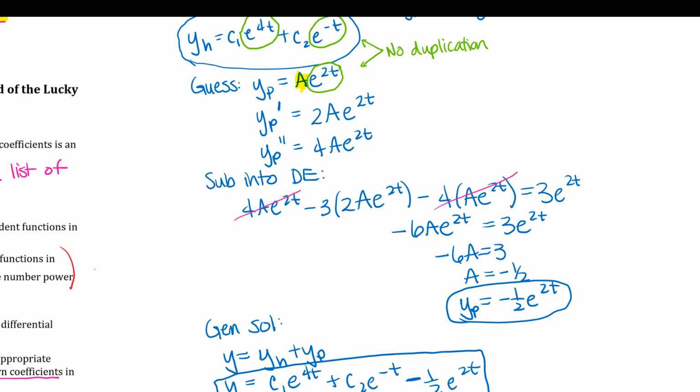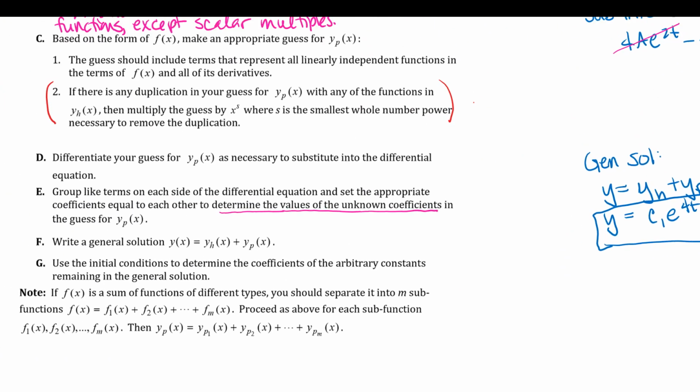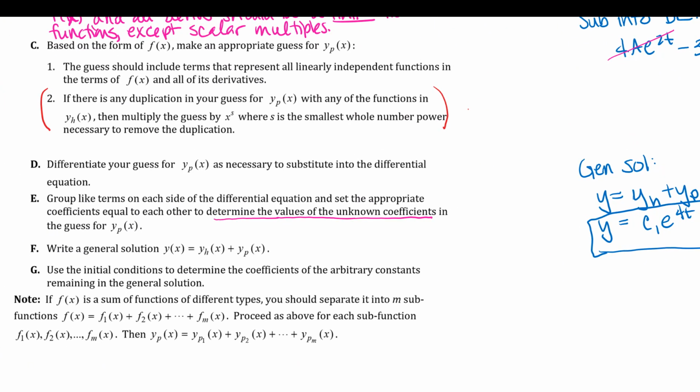All right, there were a couple other things I want to mention. They don't apply to this problem, but I do want to mention them in the outline here. All right, so write the general solution. I did that. And then the last thing we didn't have in this problem, but you will have in some of your homework, at the end, that's when you want to use initial conditions.